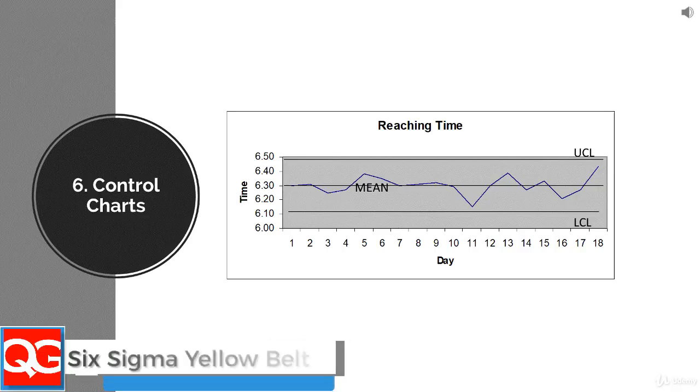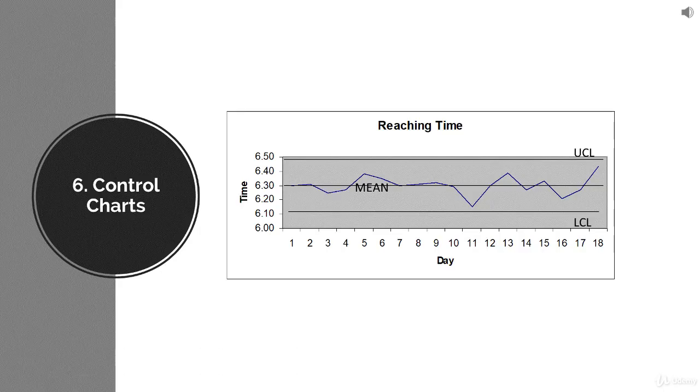So here is the example of a control chart, and this control chart is related to me reaching office at 6:30 a.m. So you have a mean here. Then there is an upper control limit and lower control limit. All these readings are somewhere between 6:10 and 6:50, so plus minus 20 minutes. So this is how you plot a control chart.